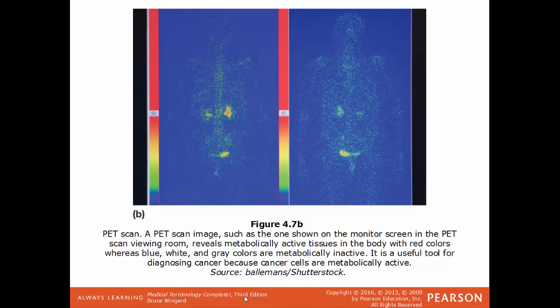Even cancer cells, even though they are immature and inactive cells, still need oxygen. They still need to get nutrients. They still need to break down stuff so they can still survive. So they have their own metabolism. So that's when a PET scan is used.